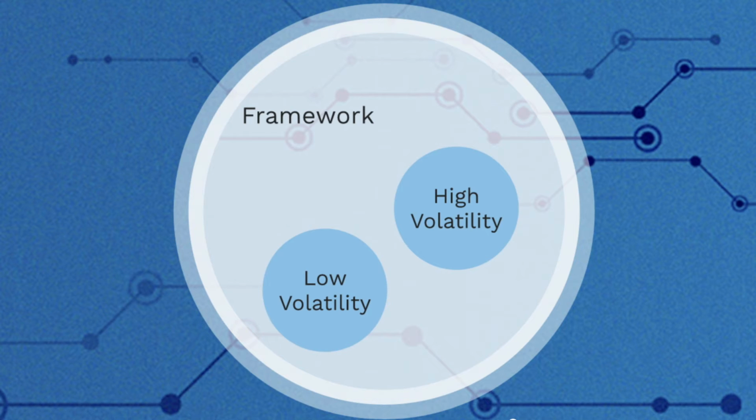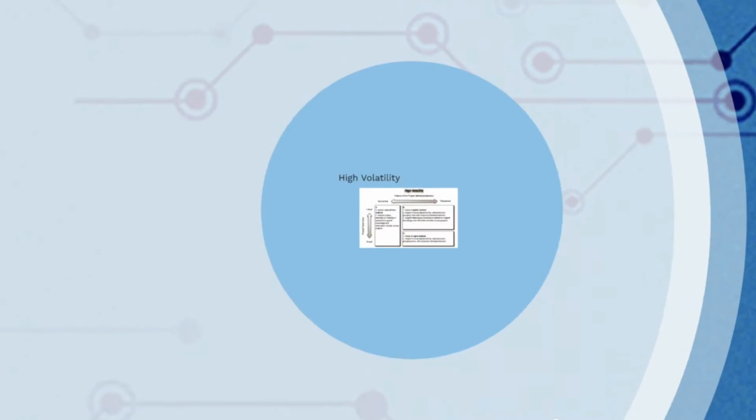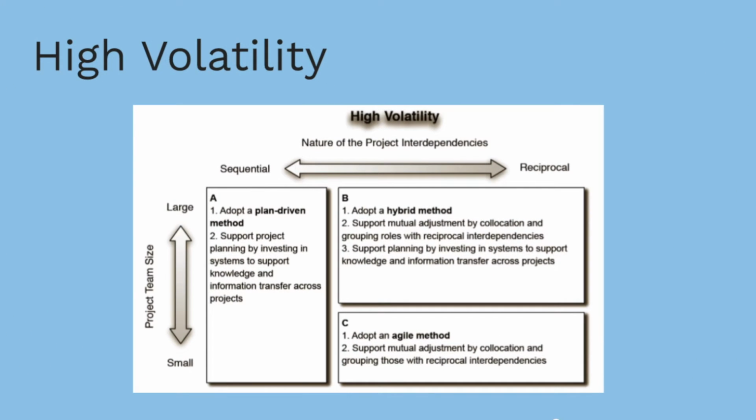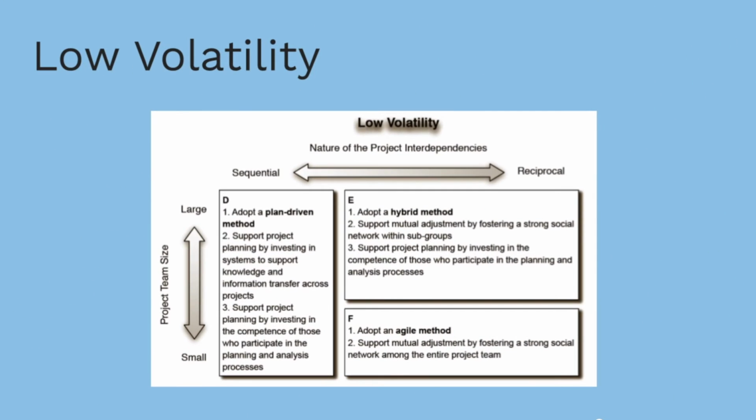This research presents a framework to help companies choose the right methodology. This framework is split into 2 categories, high volatility and low volatility. Volatility refers to the instability associated with turnover in the project team, which is often a result of changes in the economy. Within a high volatility company, you can see that a project that is reciprocal in nature and has a small team size should use an Agile method. For a low volatility company that has a project that is sequential in nature and a large project team, they should adopt a plan-driven method.